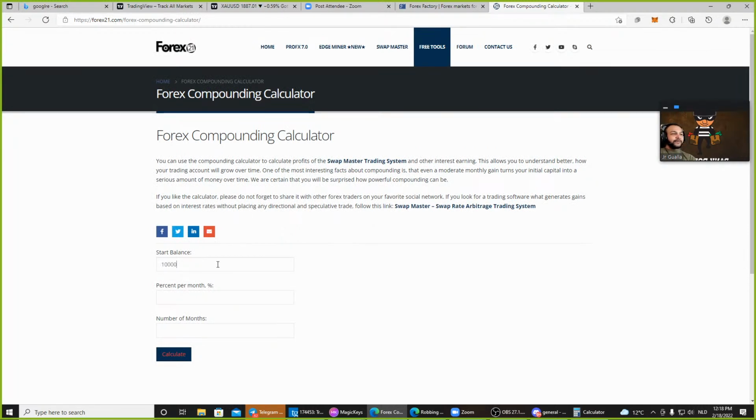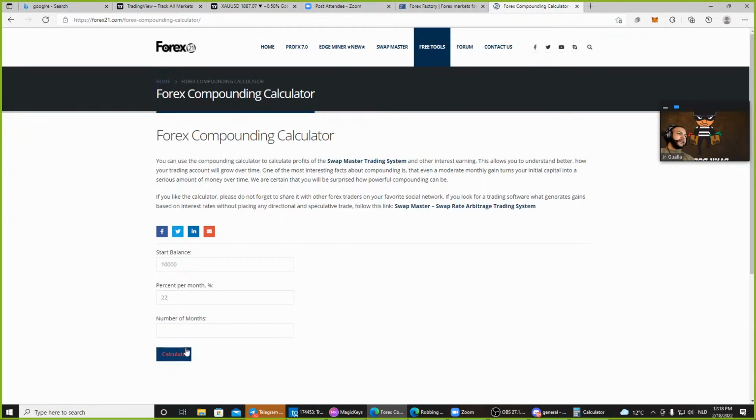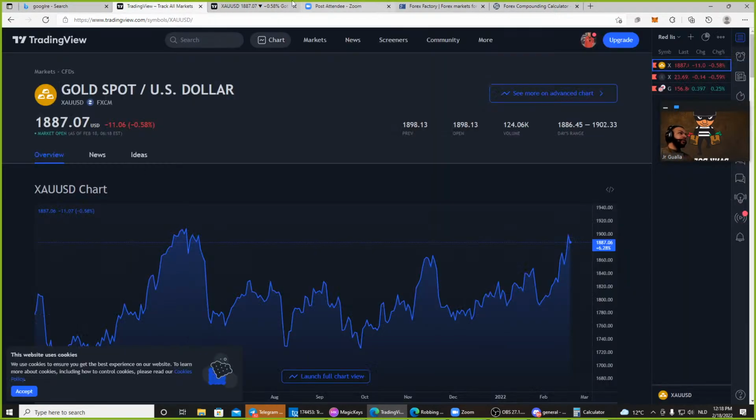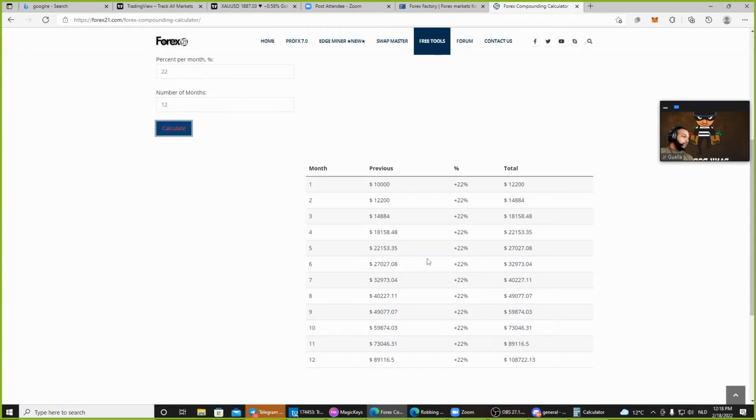Starting balance 10K. Wait, let me check my trade, dude. Oof. Let's not look at it. 12. Oh, shit. Here's the end results. Whoops. I was looking at here. My bad. So, yeah, you make 108K.